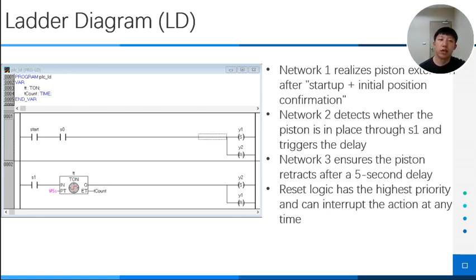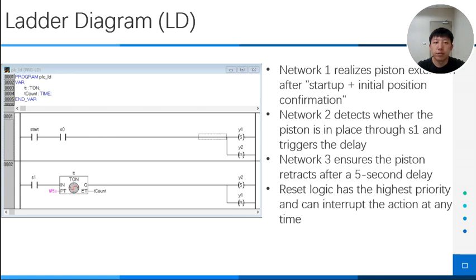This is the ladder diagram program. I divided it into 4 parts. Part 1, network 1, is start-up logic. When start and S0 work together, Y1 turns on and Y2 turns off. The piston extends. Network 2 starts the timer when the S1 limit switch for the extended piston closes. Timer 1 starts and waits for 5 seconds.